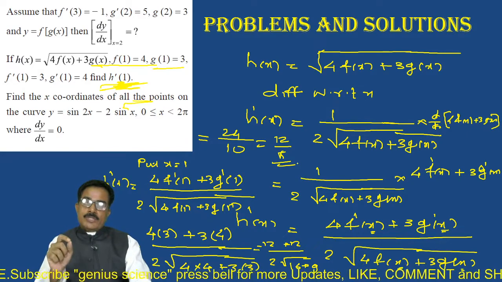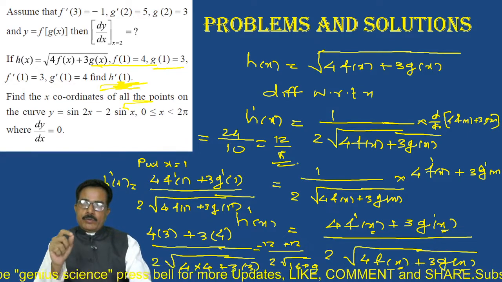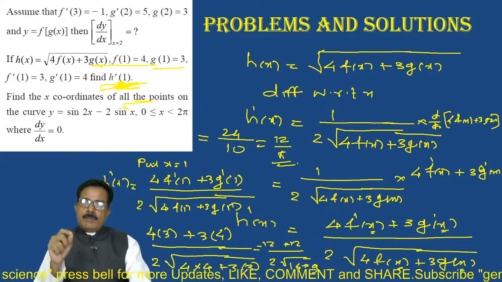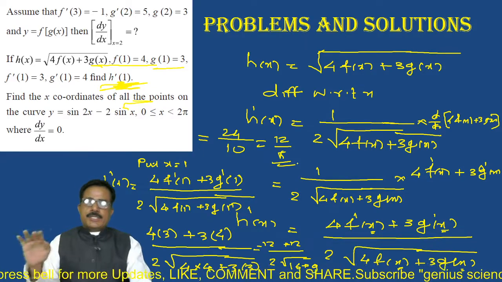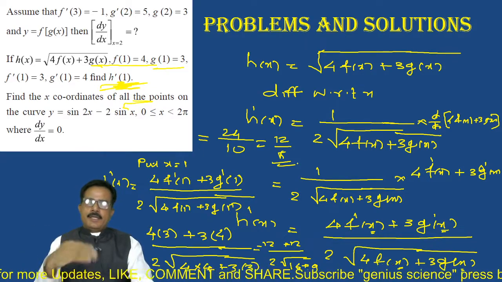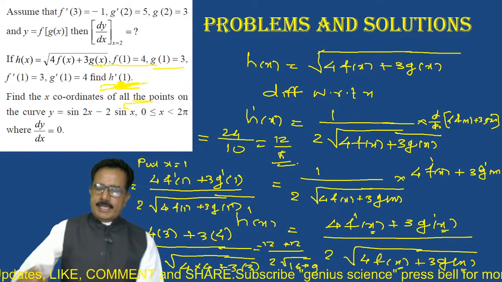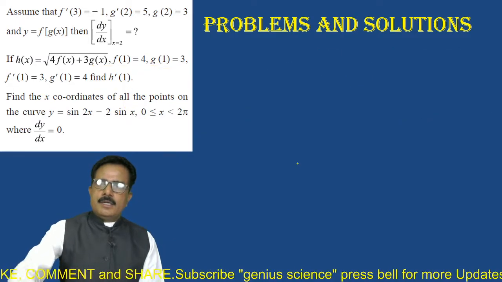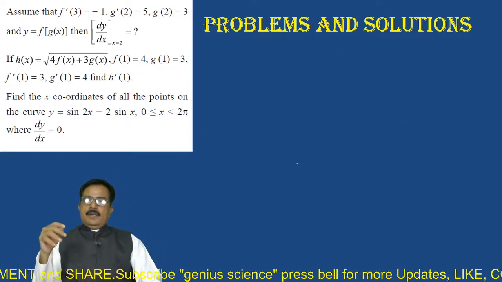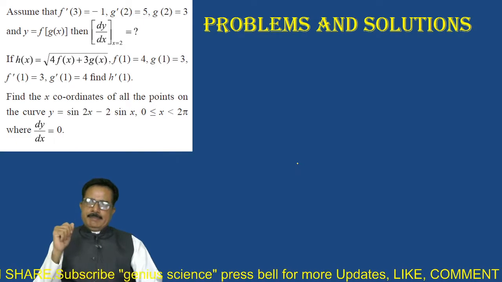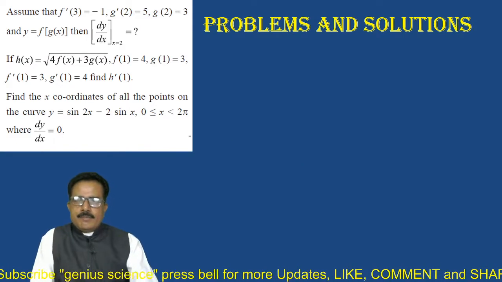This is one of the most important examples where we have to find the slope of a given function h of x, which is given in general form as a composite function. Okay, let us discuss the solution of the next problem. What is that problem?